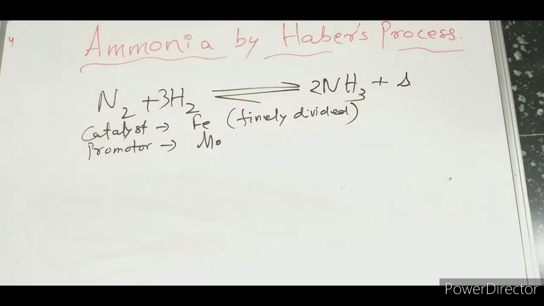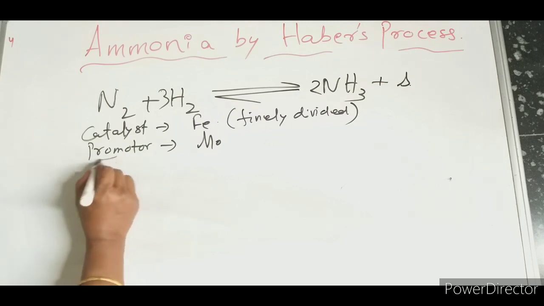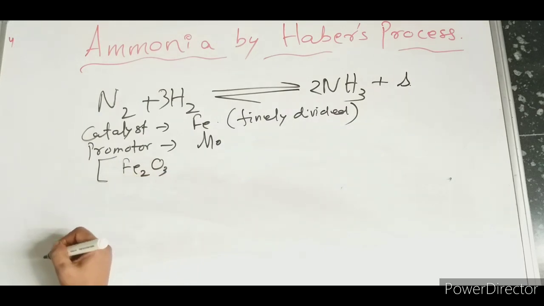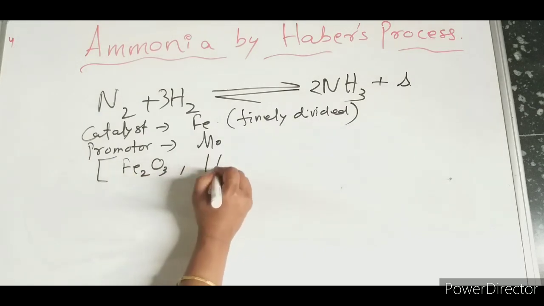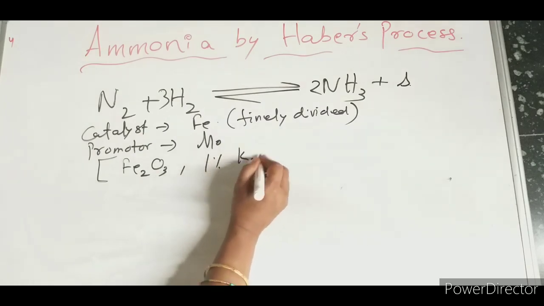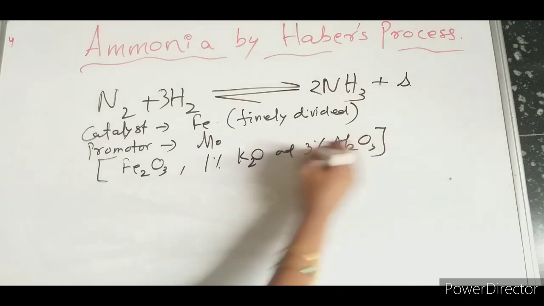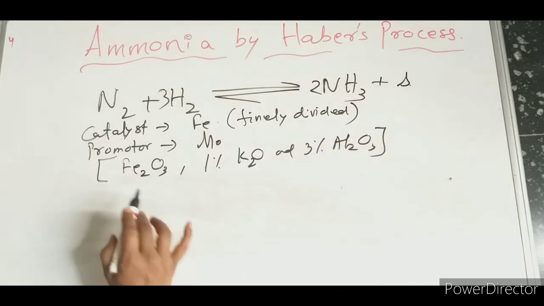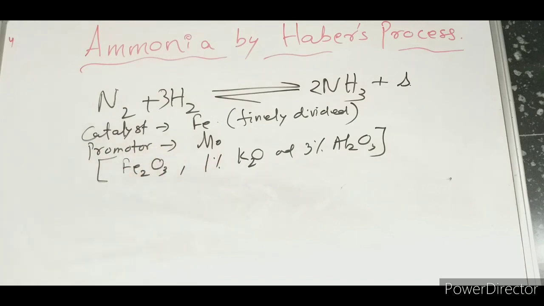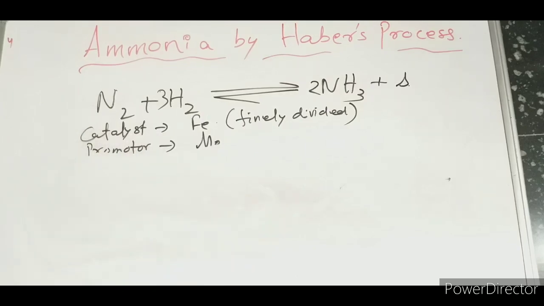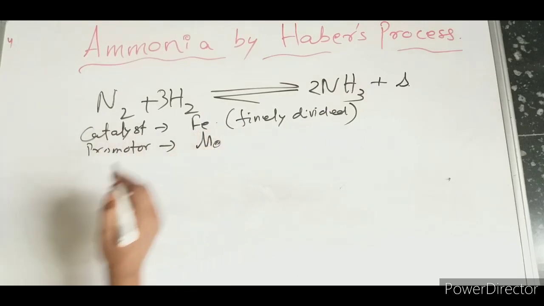In some cases, we take Fe along with molybdenum as the promoter. In other cases, Fe2O3 can be the catalyst, along with 1% K2O and 3% Al2O3. This combination can also be used, but we are familiar with Fe and molybdenum, so let us take this one only. So the catalyst is finely divided iron, and the promoter is molybdenum.